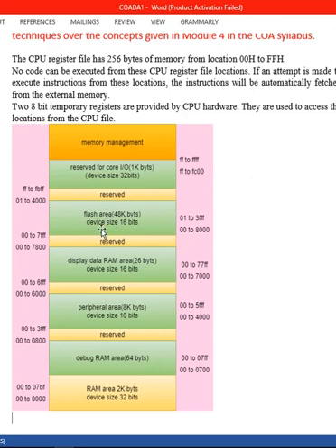And then the flash area is 48 kilobytes and the device size is 16 bits. The display RAM area is 26 bytes and the device size is 16 bits. The peripheral area is 18 kilobytes and the device size is 16 bytes. And the debug RAM area is 64 bytes and the RAM area is 2 kilobytes. The device size is 32 bytes.